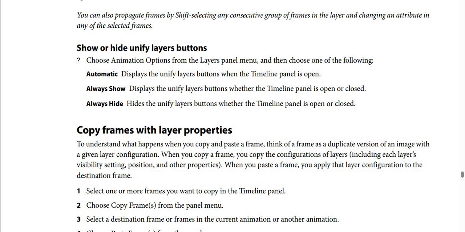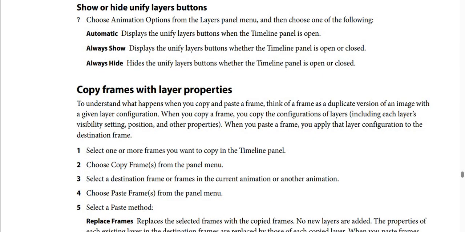First option, automatic. Automatic means it displays the Unify Layers buttons when the timeline panel is open. And the second option, always show. Always show means it displays the Unify Layers buttons whether the timeline panel is open or closed. The third option is always hide. Always hide means it hides the Unify Layers buttons whether the timeline panel is open or closed.